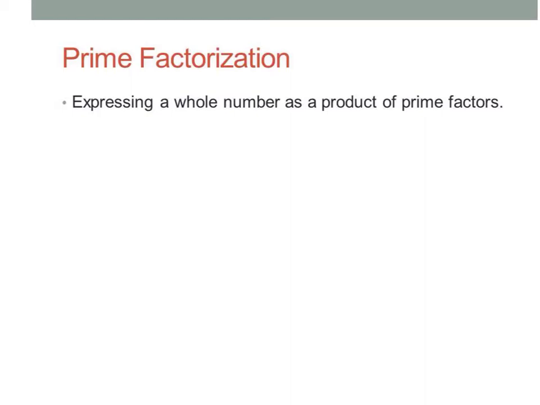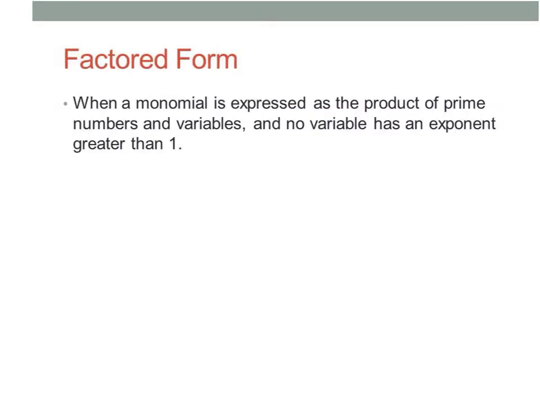So we are going to start out by doing some prime factorization. That means we're going to express a whole number as a product of prime factors, product being multiplication of prime numbers. And just to make sure that we're aware, factored form for a monomial is when it's expressed as a product of prime numbers and variables, and no variable has an exponent greater than 1. So instead of writing x squared, we're going to write x times x. That is the factored form there.